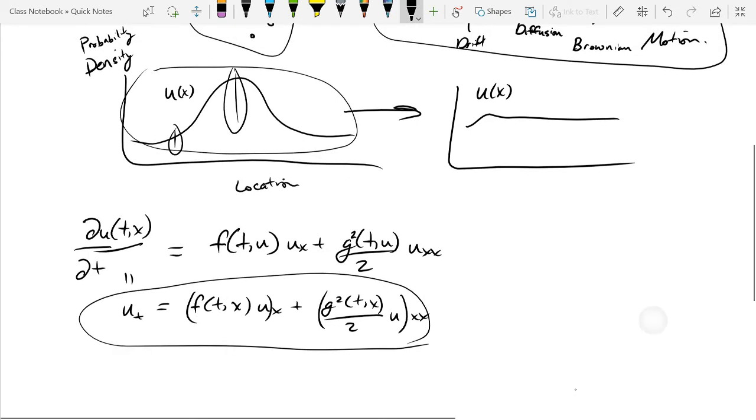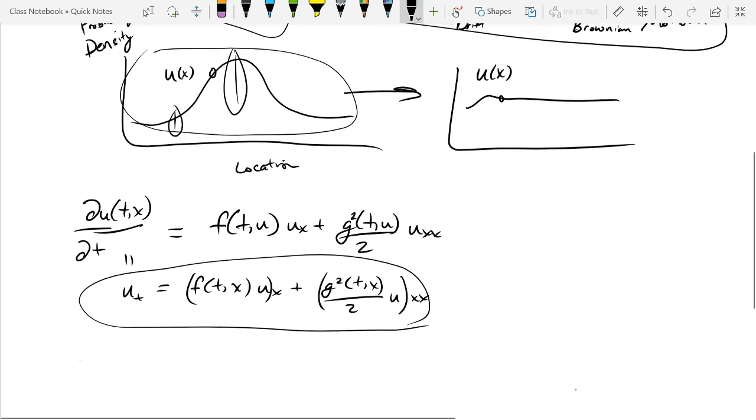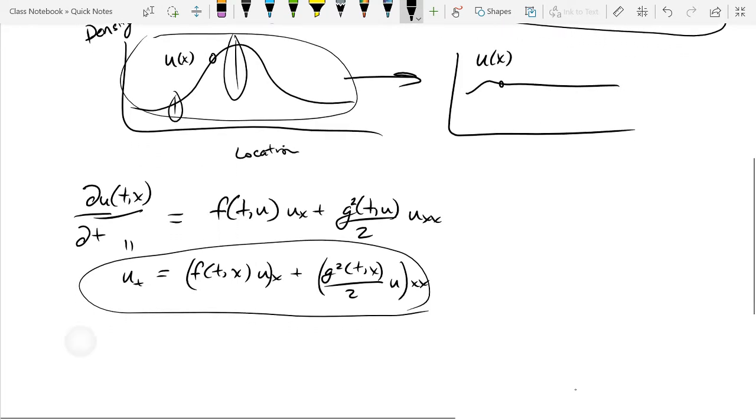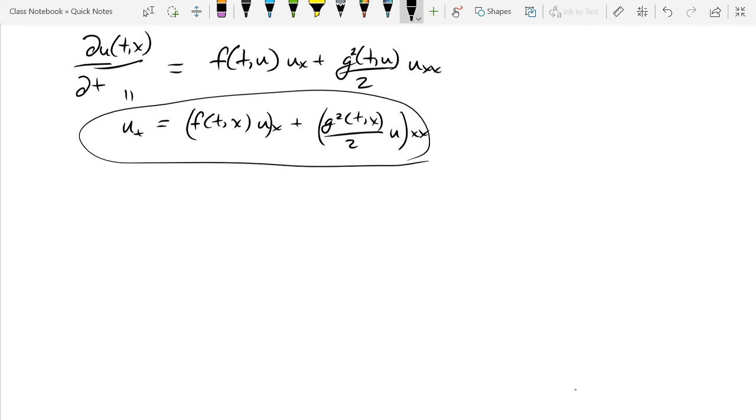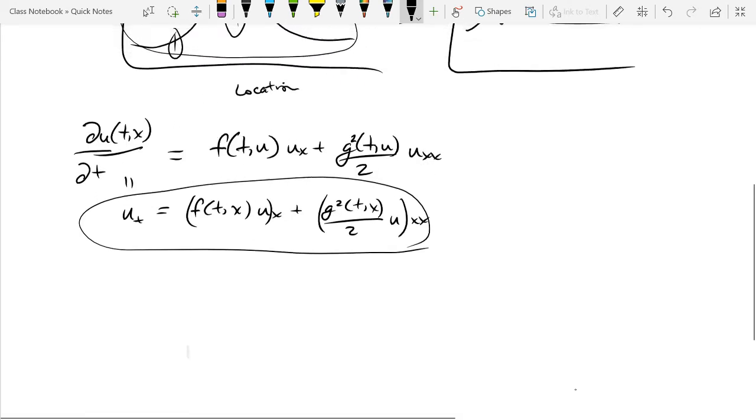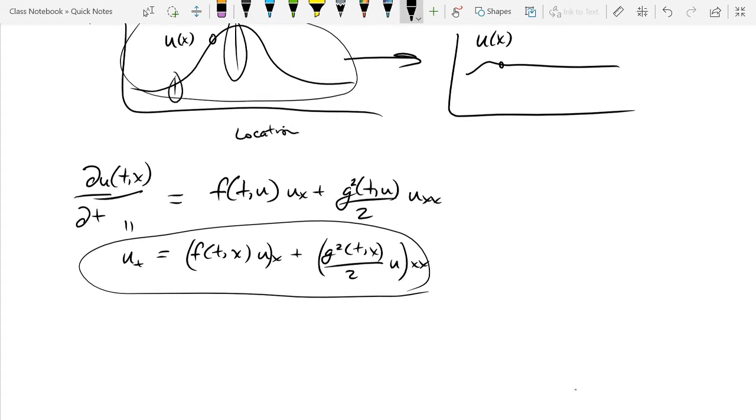So remember, u is the probability distribution or the density, the amount of particles at a given location. x is that location, and t is the current time, right? So this right here would be u of t, x, which goes to u at a different t, same x. Now, the first term is the derivative in space. The second term is the second derivative in space. And this is usually what we call the Fokker-Planck equation.